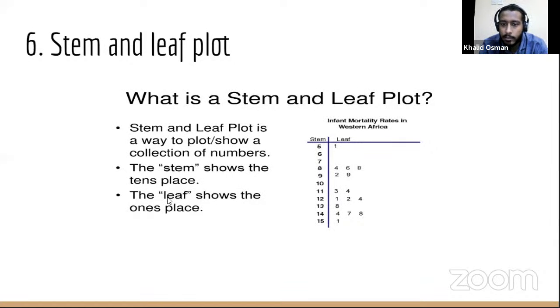So you can see here that this is one result. This is not one, this is 51, because this is in the tens place and this is in the ones place. You can see here that we have 8 in the tens place and 4, 6, 8 here. So these are 3 results. This one is 84, this one is 86, this one is 88. If we go down, this one is 92, this one is 99. And here we can see that this one is 113, while this one is 114.